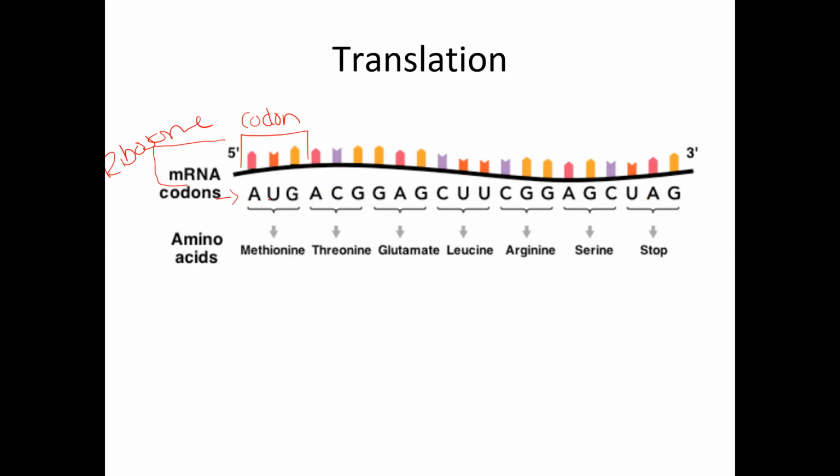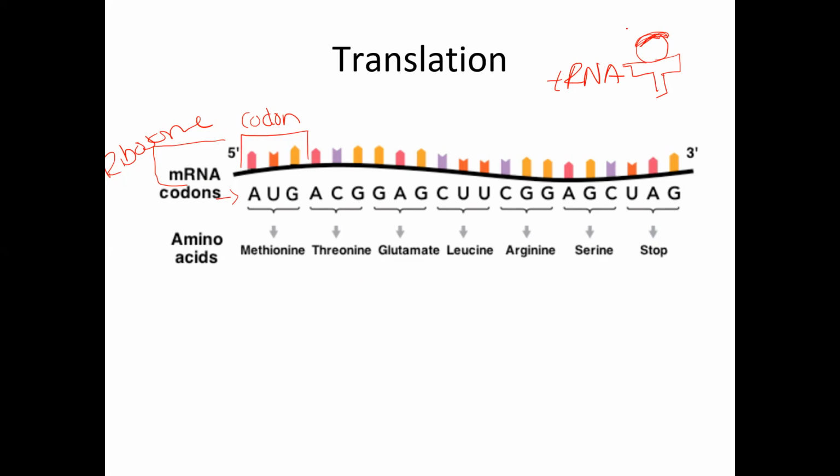Now, how does it know? How does it know to read in chunks of 3? Who actually does the reading is another RNA molecule called transfer RNA. So transfer RNA has kind of a weird shape. It looks kind of like a T. And here, kind of at the head of the T, it's got 3 letters. It's got 3 nitrogen bases.